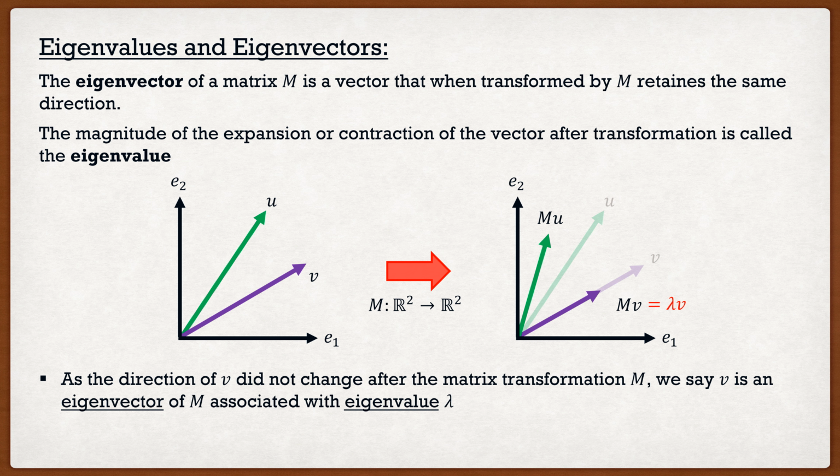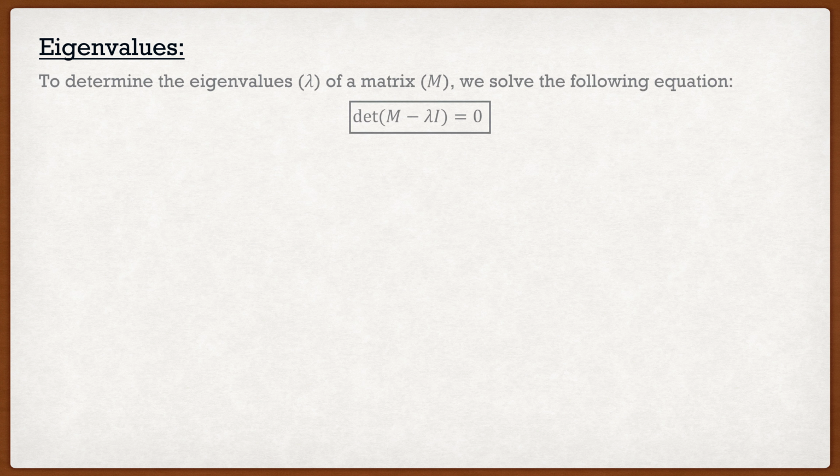All right, so hopefully this clears up what exactly an eigenvalue and eigenvector are, but how can we calculate them? Let's start with the eigenvalues. To determine the eigenvalues, which we said is lambda, of a matrix M, we basically just solve the following equation: the determinant of M minus lambda I is equal to 0.